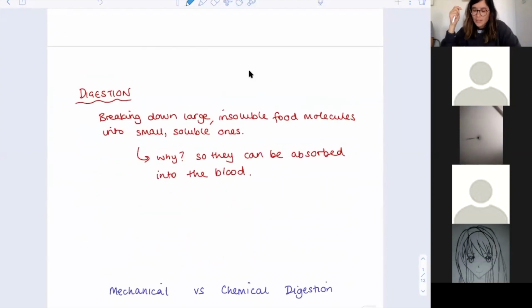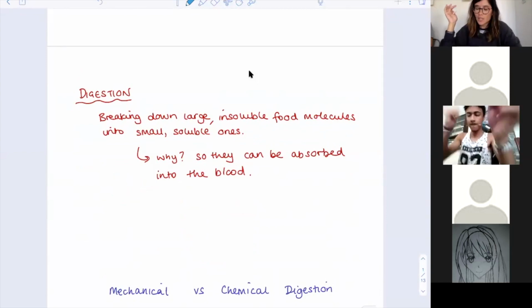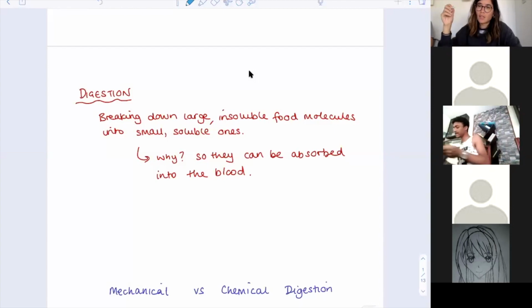So it's the breaking down of large insoluble food molecules into small soluble ones, and that's so that they can be absorbed into the bloodstream. Crucially, the insoluble food molecules can't move into our blood until they've been converted into a small soluble form. So that definition is definitely worth writing down.